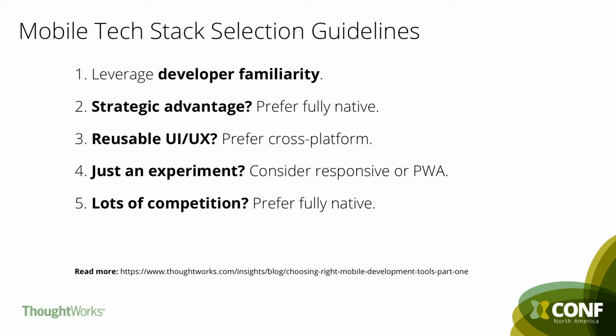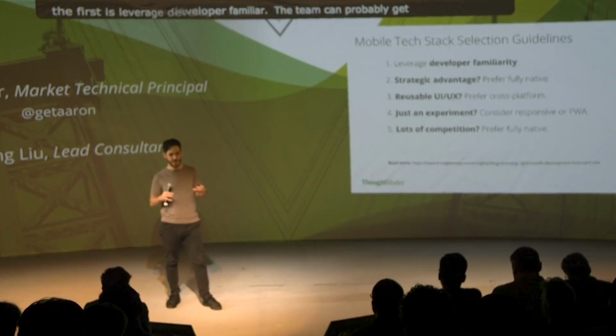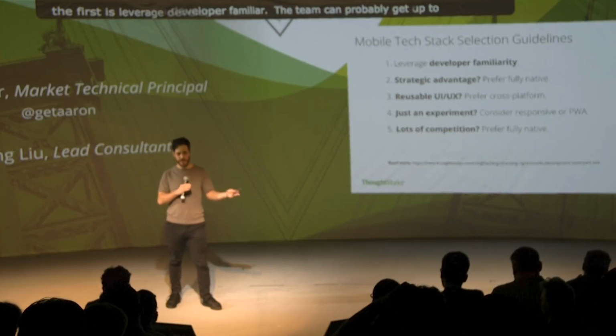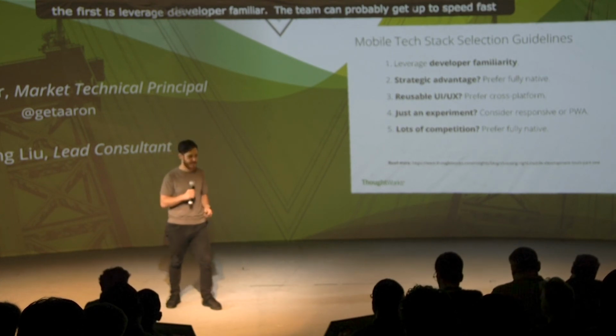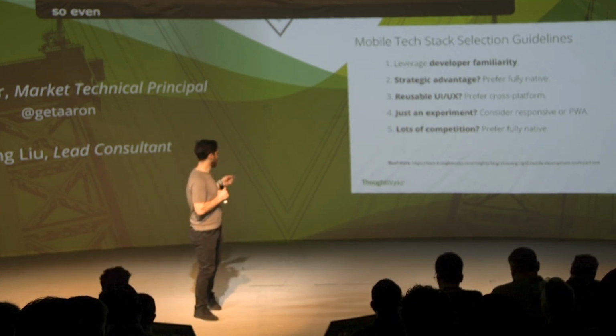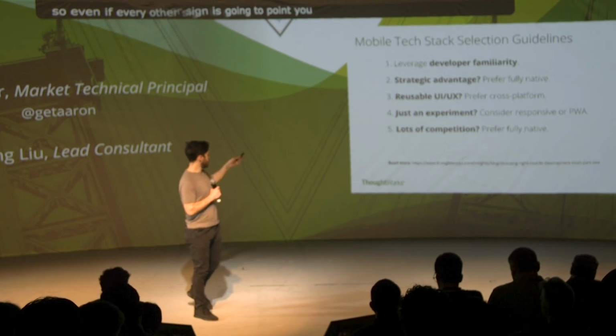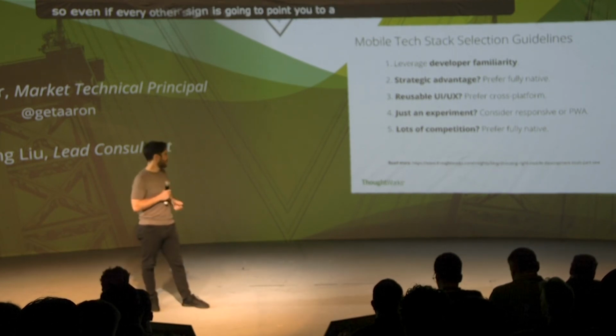So like I said at the beginning, if you have a team of devs that know C#, they can probably get up to speed really fast using something like Xamarin, rather than training them on Swift or Java. So even if every other sign is going to point you to a fully native app, you may want to stick to a cross-platform app for that reason.